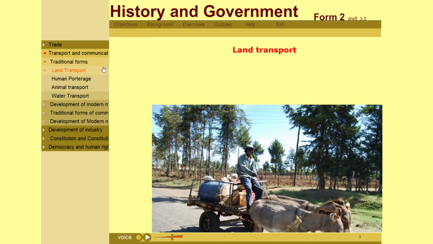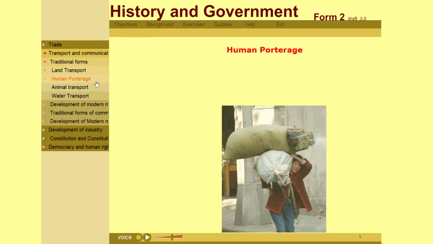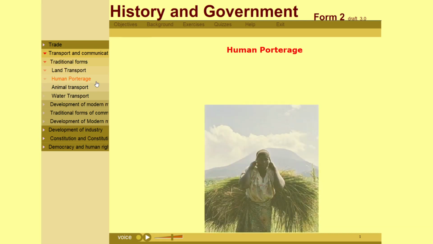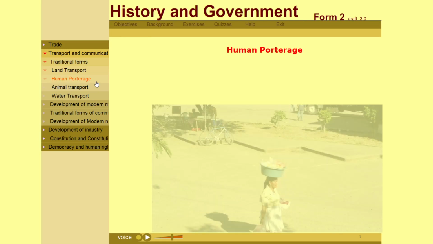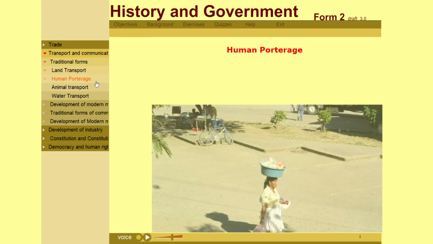Land transport refers to transport that takes place on land. In the olden days, it included human porterage and animal transport. Human porterage was the earliest form of land transport. It involved carrying of goods by people on their backs, head, shoulders, and hands.